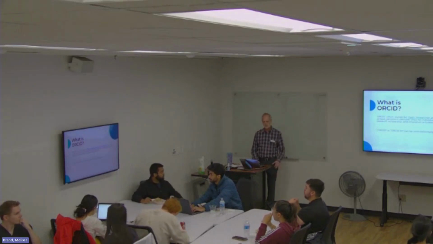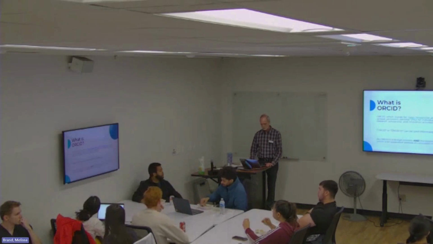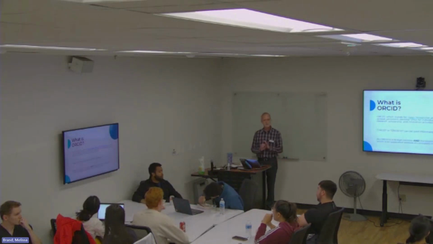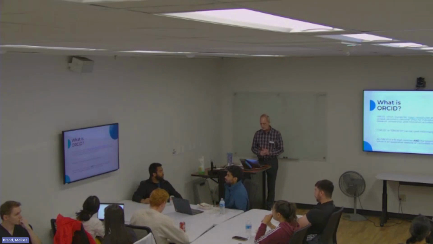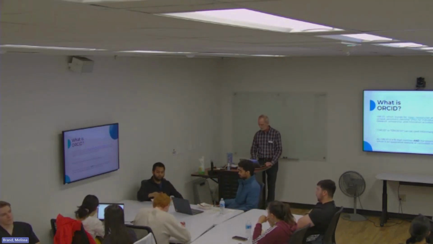You can pronounce it ORCiD or ORCiD ID interchangeably. Either one is acceptable. An ORCiD consists of the 16-digit number, the actual ID, and the associated record or profile. We will take a look at both of those in just a second.